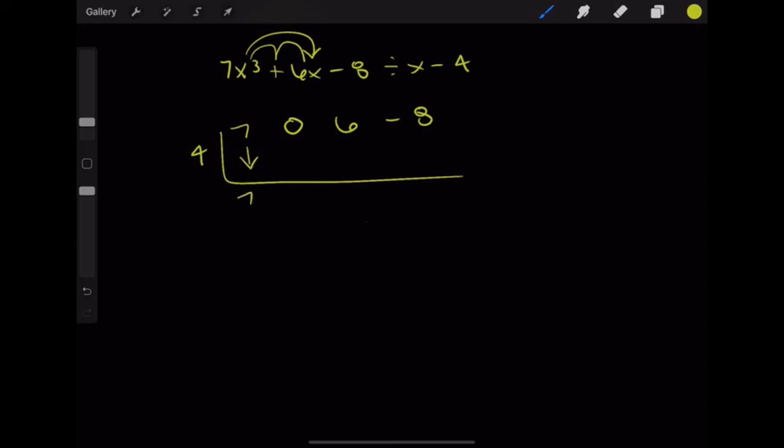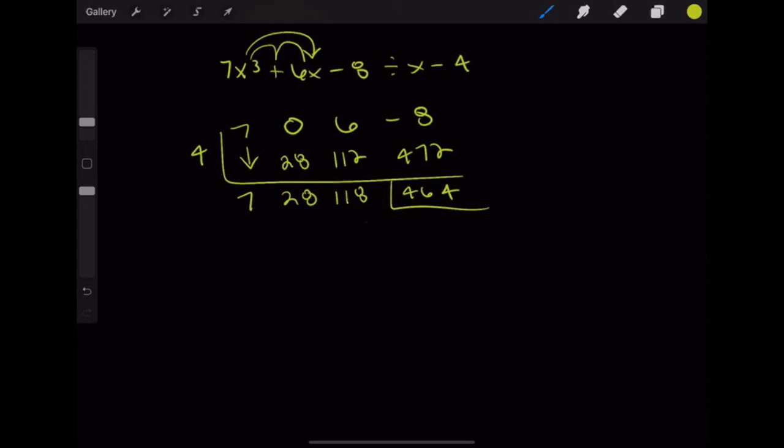So drop this down. 7 times 4 is 28. 28 plus 0 is 28. And then 28 times 4 is 112. Then 112 plus 6 is 118. And then 118 times 4 gives you 472. And then 472 plus -8 gives you 464. So 464 is your remainder for this problem.